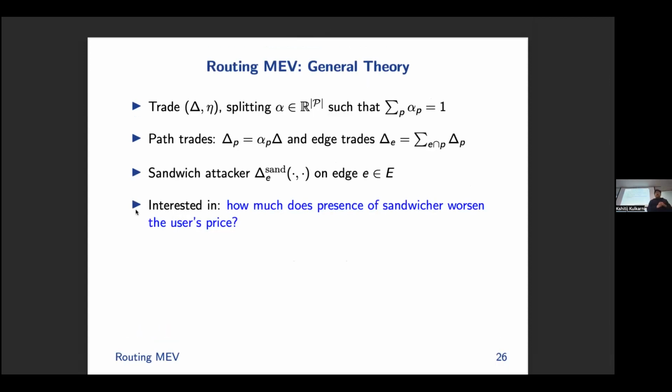Yeah, so now we're interested in asking how much does the presence of a sandwich attacker, or all these sandwich attackers present on the network, degrade or worsen the user's price and the user's experience in the network in equilibrium. And can it be made better?